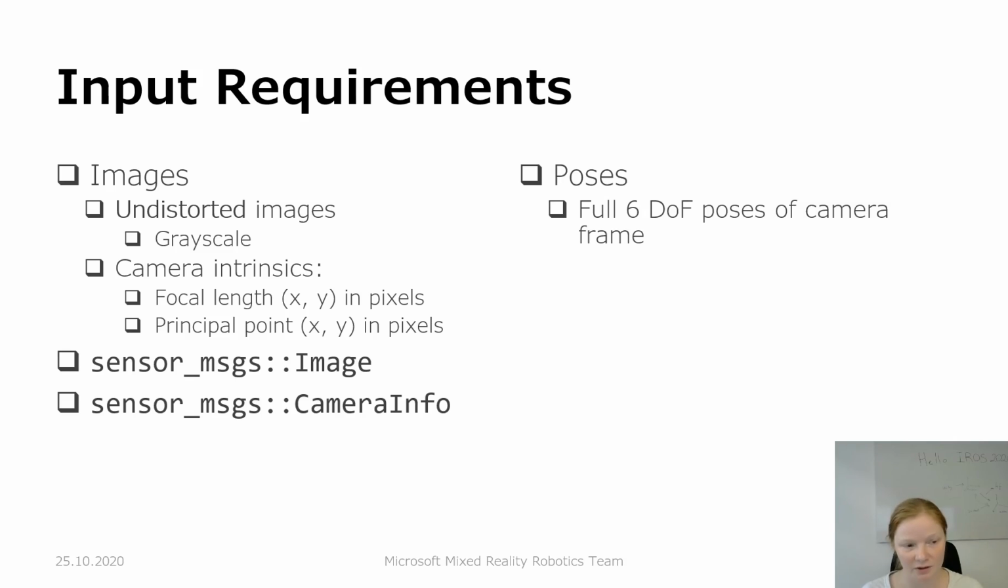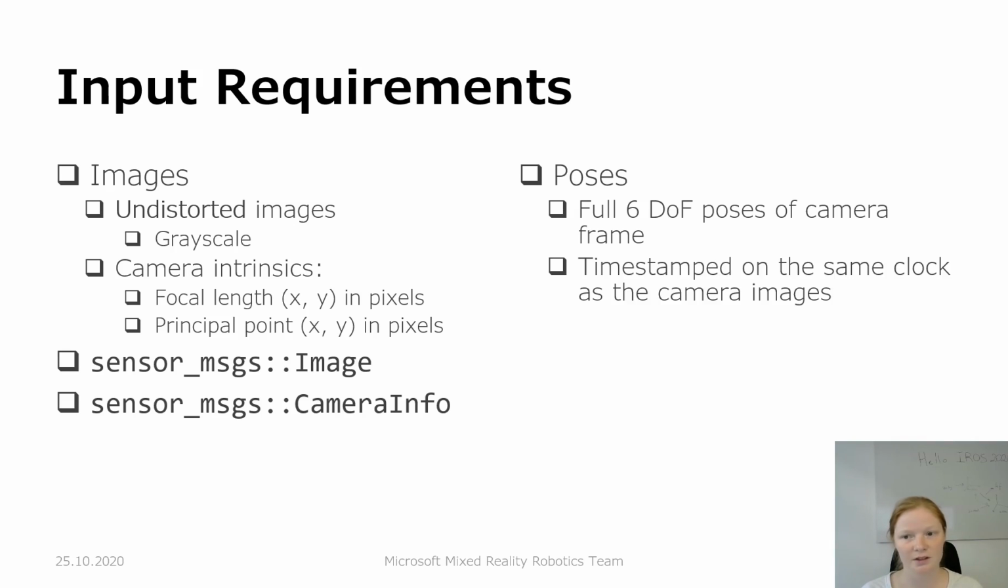Next up, you also need the poses. This is supposed to be the full 6 degree of freedom pose of the camera frame. So not of the robot itself, but of the camera frame. And this needs to be timestamped on the same clock as the camera images. So this means you can't have timestamps months apart. This also means that normally, to get better performance, especially in fast-moving scenarios, it makes sense to have both the camera and your pose estimation system be on the same device so that the clocks match.